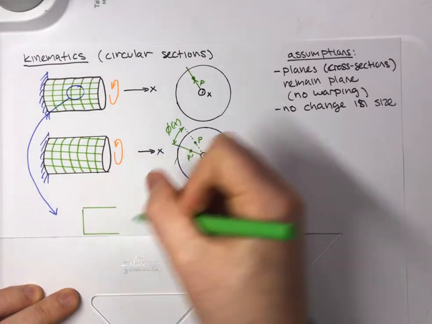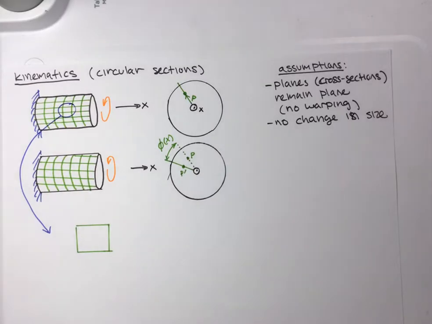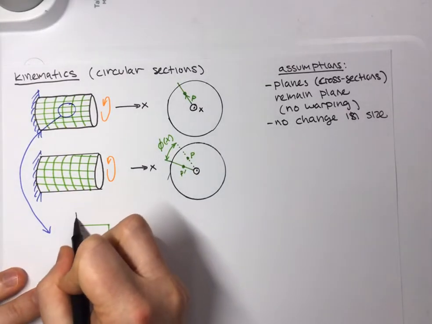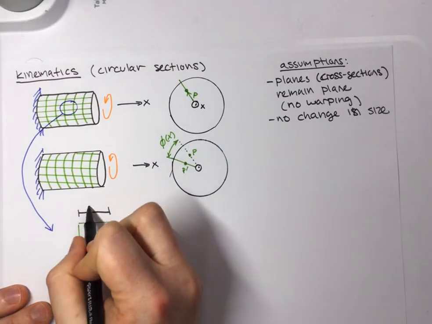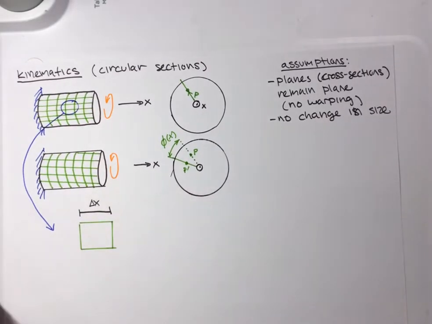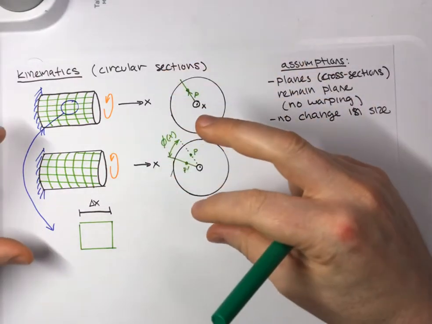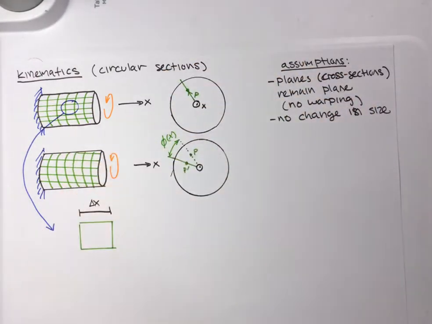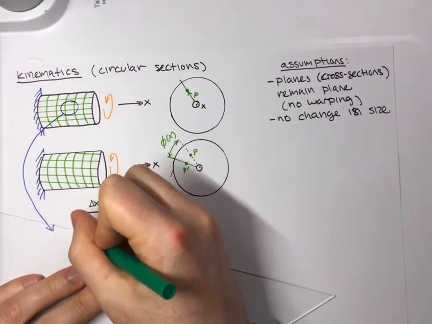And here is my square. And of course, my square has some dimensions. The dimension along the x-axis I'm going to call delta x. After we rotate our cylinder some amount, our square here is going to deform into some sort of parallelogram, and it's going to move down perhaps.